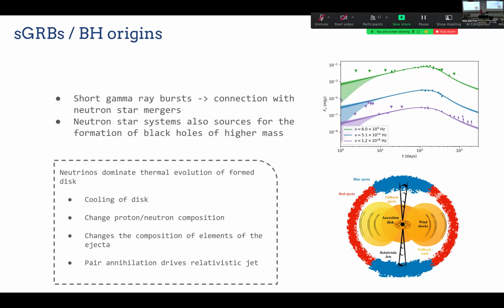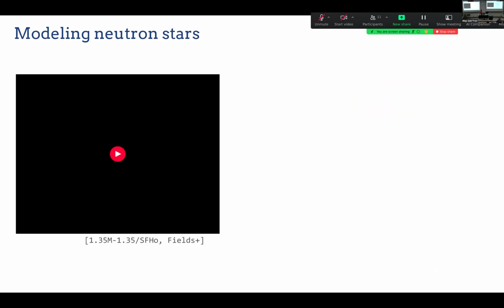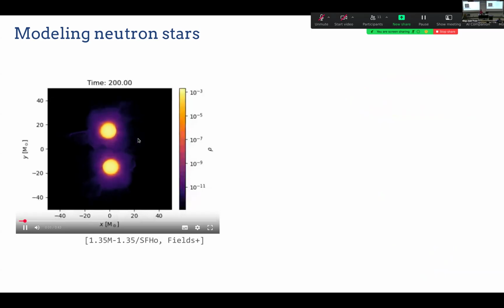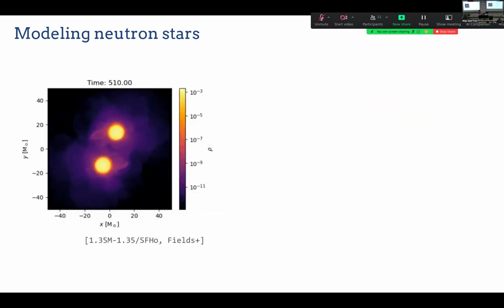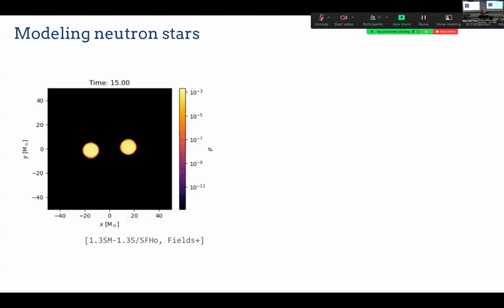Besides neutrinos, pair annihilation processes have been proposed as one of the factors that drives the relativistic jet. So it makes sense for us to have neutrinos in our neutron star simulations. Now, a system like this is actually a neutron star system done in Athena on the GPU. However, this does not have neutrinos yet.